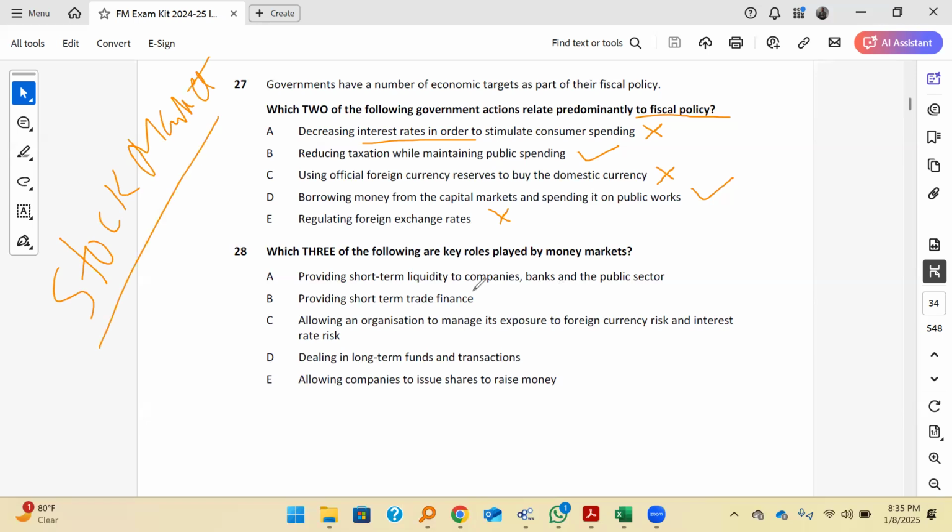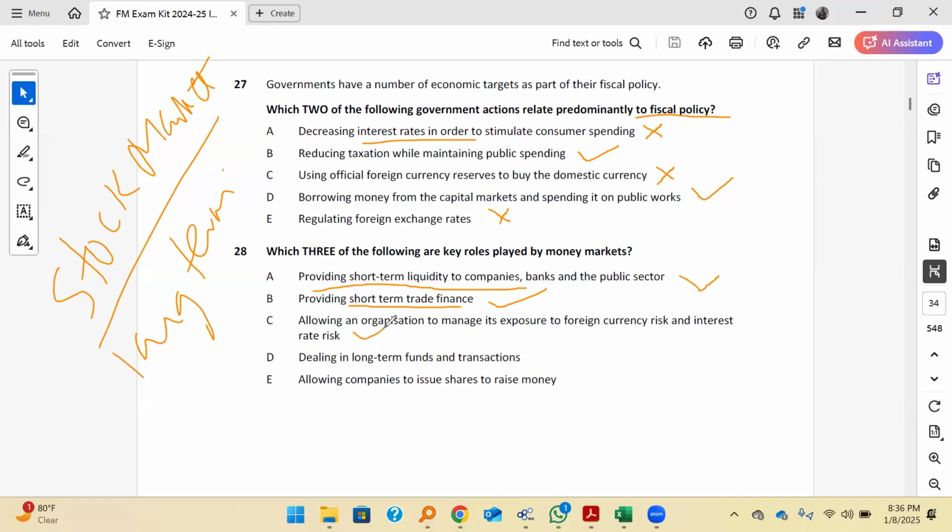And that one is usually for shares and debentures, and it's usually for long term. Then money markets are usually for short term. So money markets can provide short term liquidity to companies, that's okay. They can provide short term trade finance, that's also okay. And they allow organizations to manage exposure to foreign currency risk and interest rate risk, which is also okay.